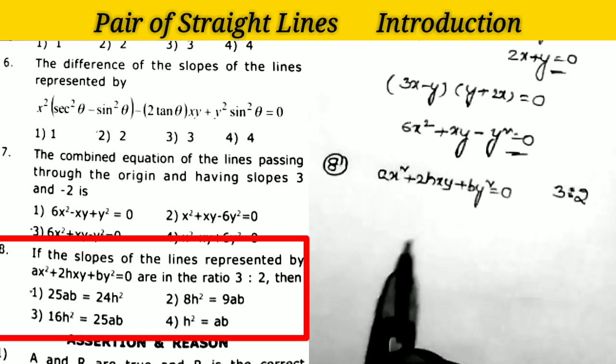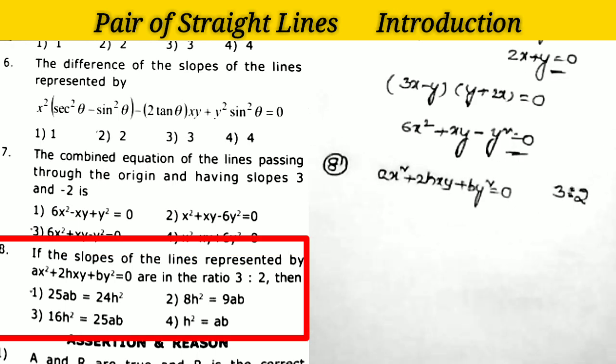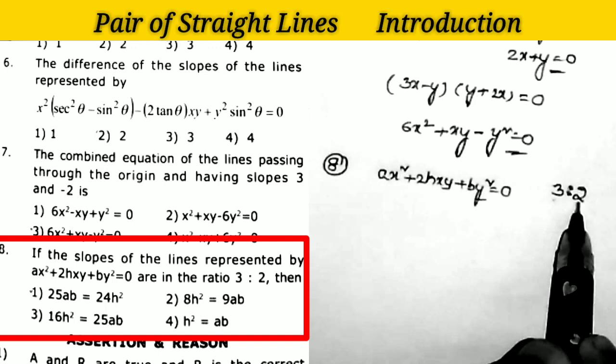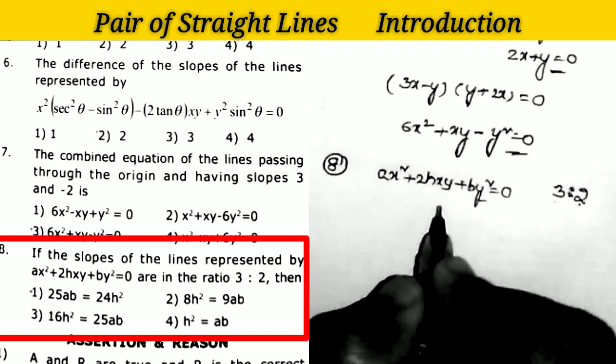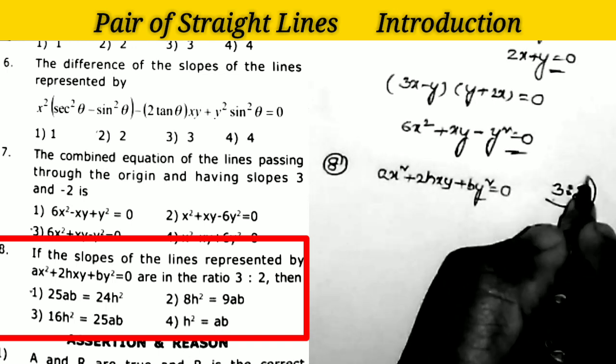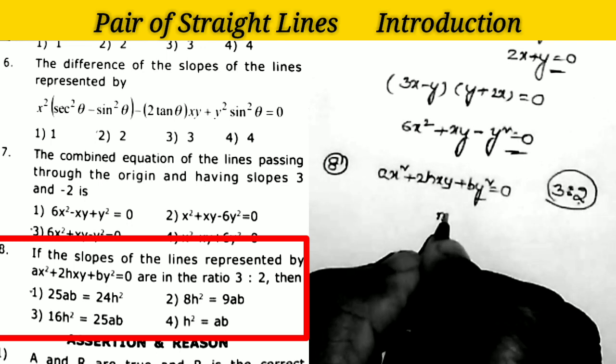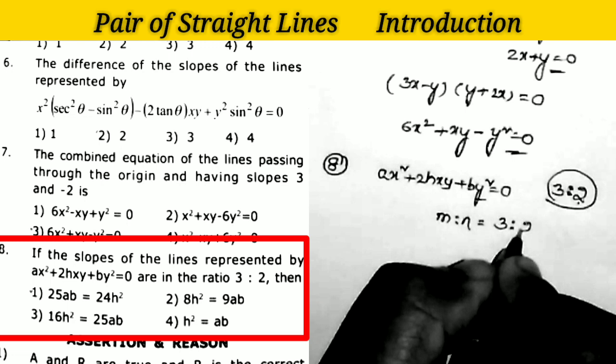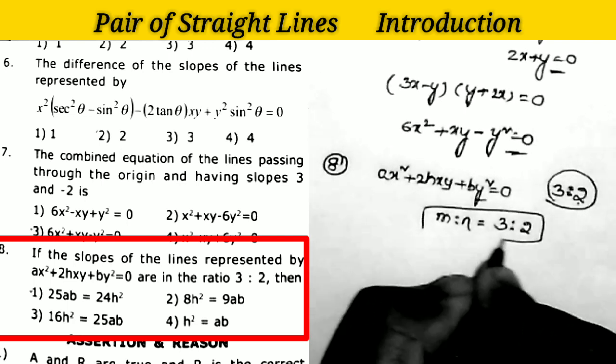Next problem, sum number 8. The question is, if the slopes of the lines represented by the equation ax² + 2hxy + by² = 0 are in the ratio 3:2, then what is the condition? So given that the slopes are in the ratio 3:2, first I take this ratio as m:n.